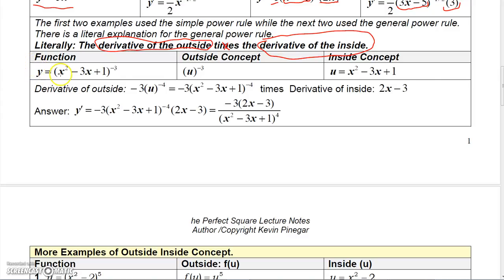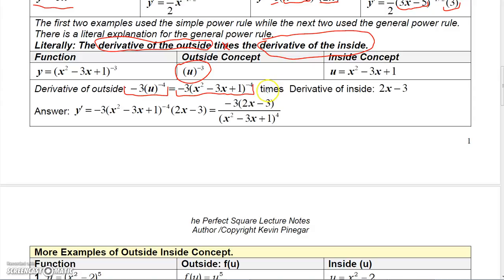So here I have a trinomial raised to the negative 3 power. Well, I can think of that as u being raised to the negative 3, where u is simply the trinomial. So the derivative of the outside would be negative 3u to the negative 4 using the power rule. But what is u? u is just this trinomial. So it's really negative 3 times that trinomial raised to the negative 4.